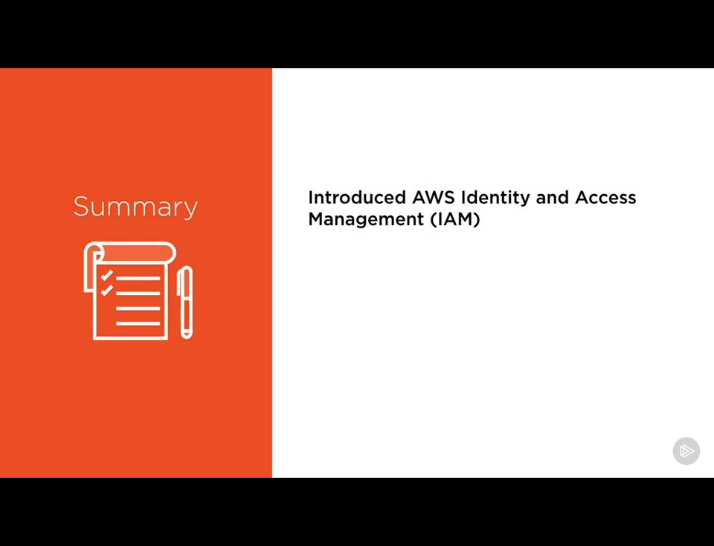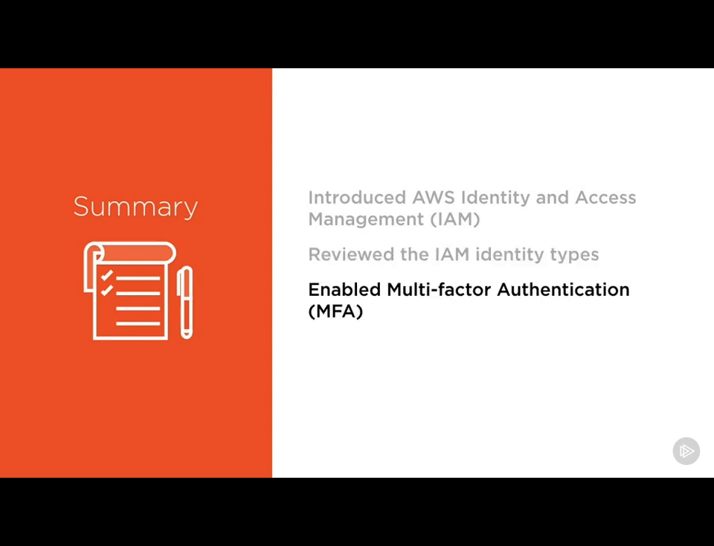And as a part of that, we reviewed the 3 different IAM identity types: users, groups, and roles. We then were able to go through the process and enable multi-factor authentication. And we did that after we went through and learned how to create IAM users and groups within IAM. And finally, we introduced Amazon Cognito, a service that enables us to configure aspects of AWS Access for our custom applications and our users within those applications.